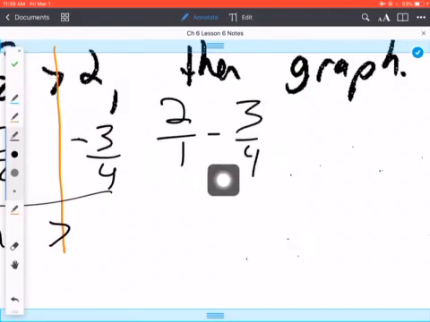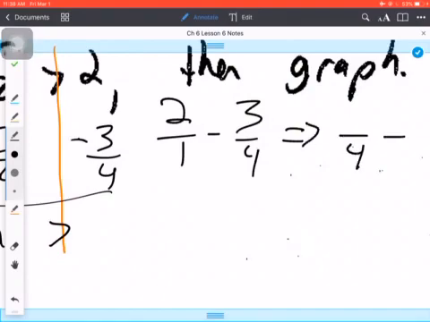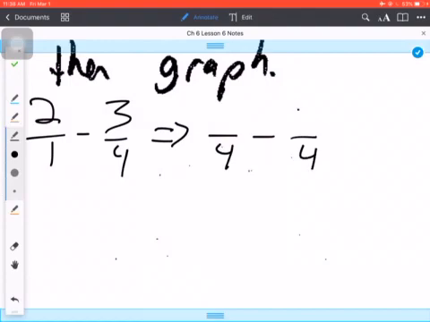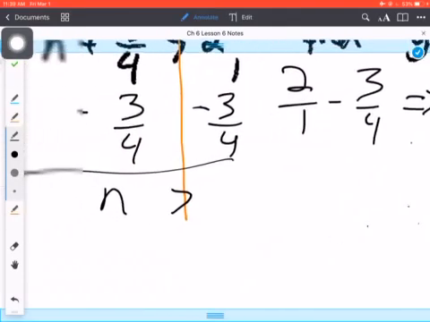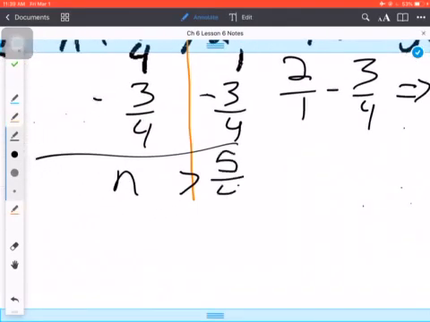So in order to get the two denominators to be the same, I have to multiply. 1 times 4 is 4. And 2 times 4 would be 8. After this now, I'm simply going to keep the denominators and subtract the numerator. So 8 minus 3 is 5. So I'm going to have an inequality that says n is greater than 5/4, or what the better way to write this is 1 and 1/4.